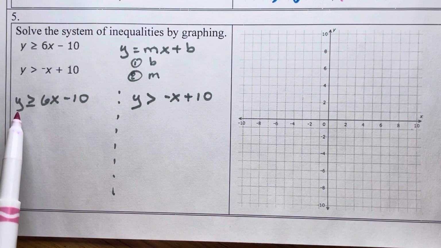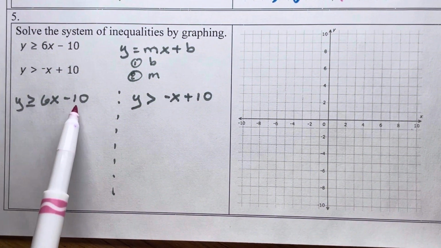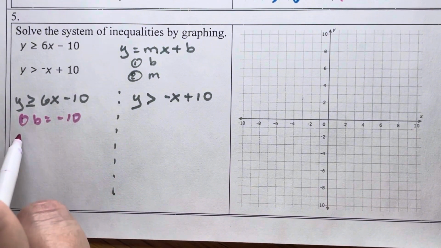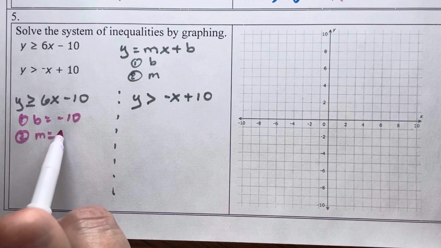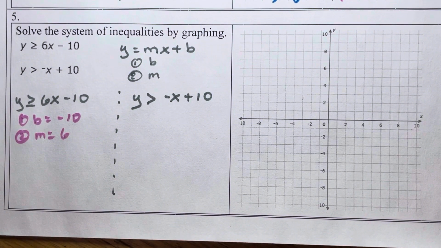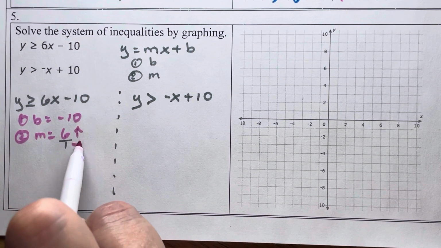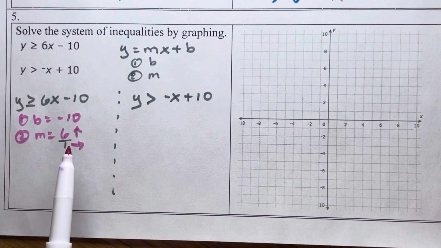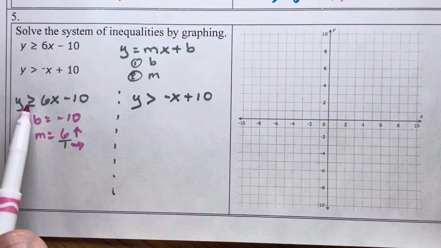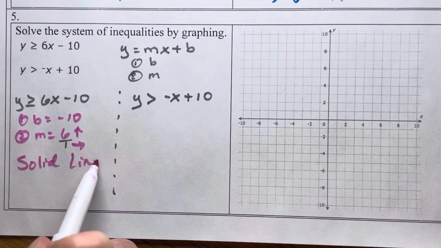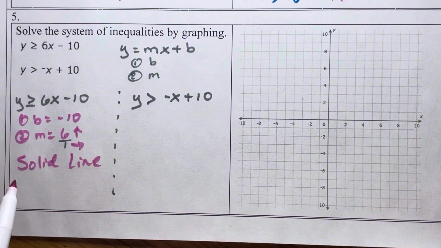Our first inequality of y is greater than or equal to 6x minus 10 tells us that our y-intercept is that of negative 10, where our slope happens to be of positive 6. Remembering that we need a rise and a run and thus a fraction for our slope, we place a 1 under it, and due to the 6 being positive, we know our line will travel up and to the right. Our inequality symbol, greater than or equal to. The or equal to tells us that we are going to have a solid line, and the greater than tells us that we are going to shade above.